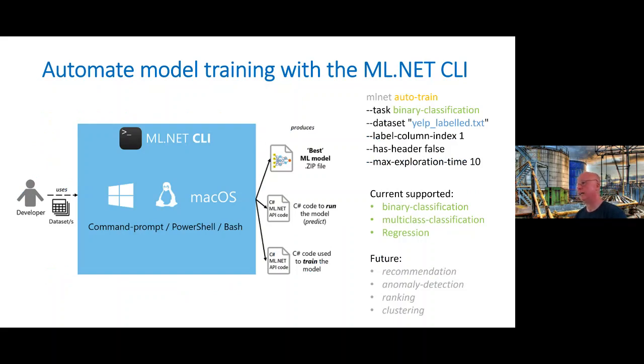The ML.CLI is the only way, at the moment, of getting at that AutoML, and it's command line based. You can see here ML.NET auto train. At the moment, we currently support three classifications: binary, multi-class, and regression. You feed in the data set, provide any of the other parameters, off it goes and produces that zip file along with some boilerplate templated code to run it. It's in active development, so you can expect to see recommendations, anomaly detection, ranking, and clustering also coming out from that team.